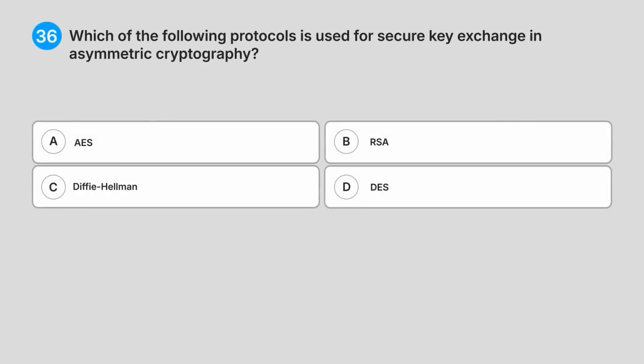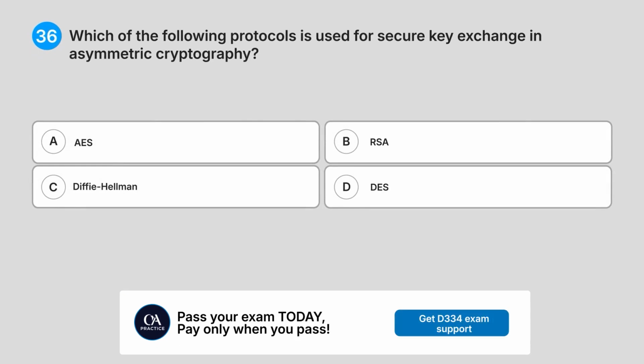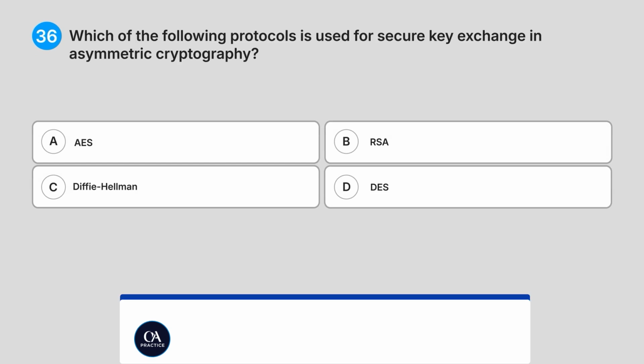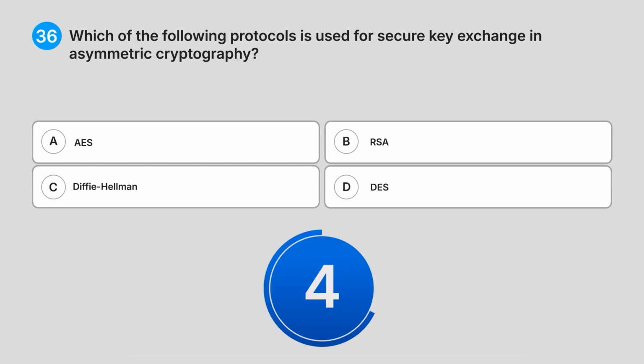36. Which of the following protocols is used for secure key exchange in asymmetric cryptography? A. AES, B. RSA, C. Diffie-Hellman, D. DES. What do you think is the answer?